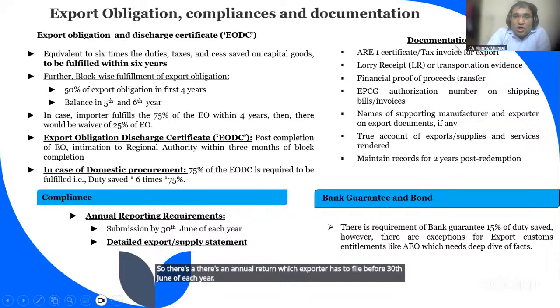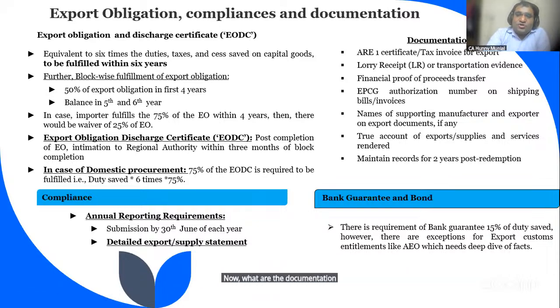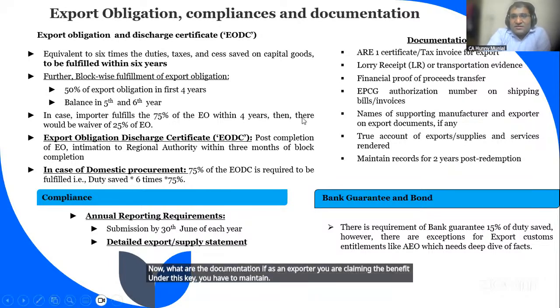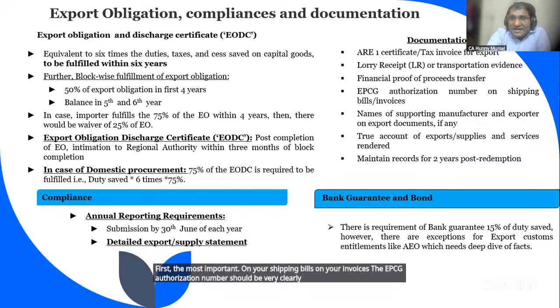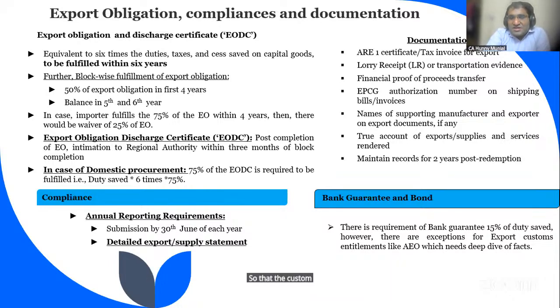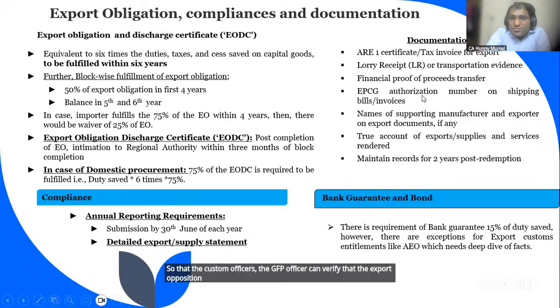Now, what is the documentation? If as an exporter you are claiming the benefit under the scheme, you have to maintain the following. First, the most important: on your shipping bills and on your invoices, the EPCG authorization number should be very clearly written. On your shipping bill, if you are exporting goods from India to outside India, there should be an EPCG authorization so that the customs officers and the DGFT officer can verify that the exports have been made on the basis of this authorization.